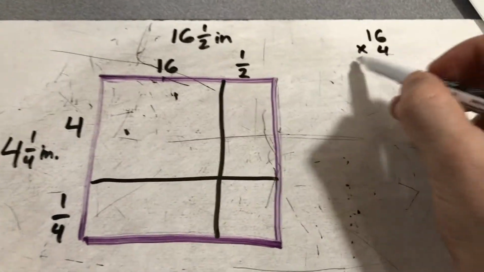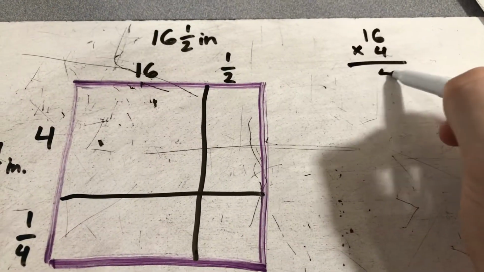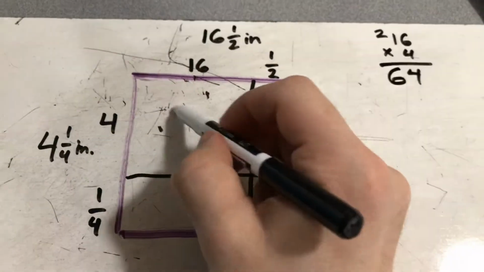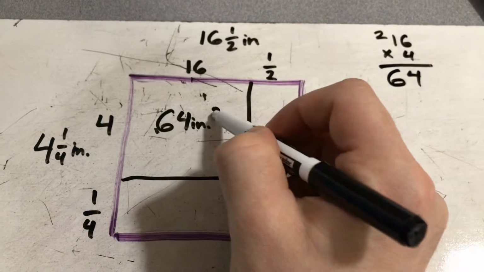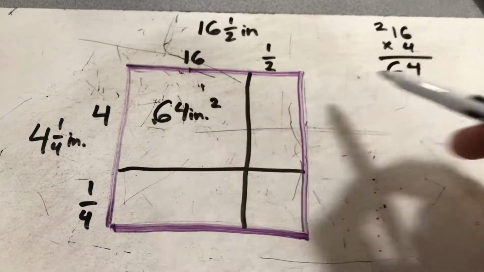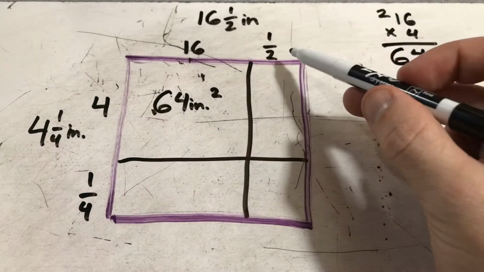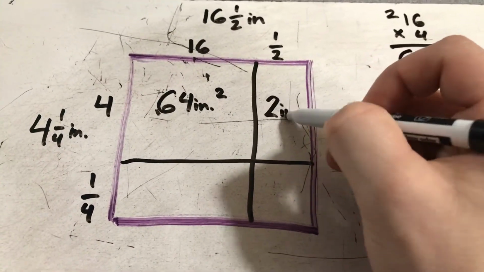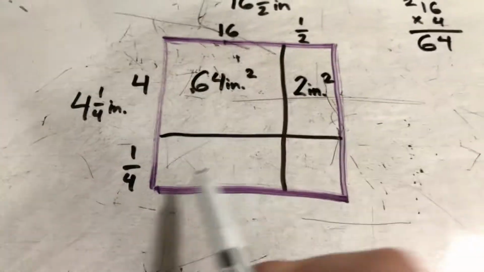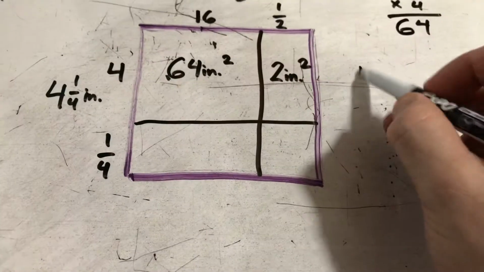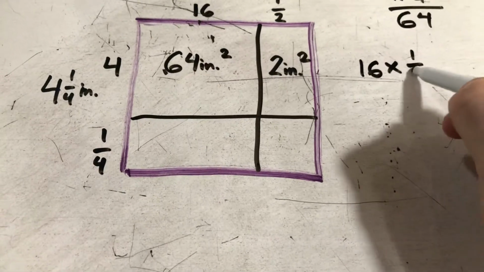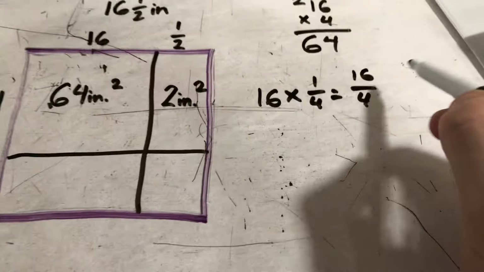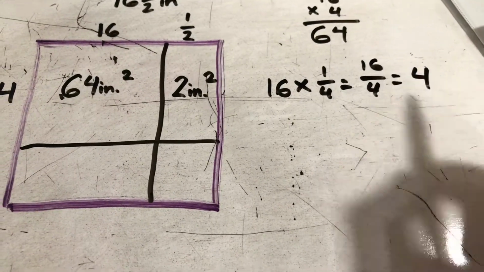So we got to go over there and solve the standard algorithm to get 64 inches squared for the area of this smaller rectangle. 4 times a half, or half of 4, that's a nice easy one with mental math, 2 inches squared. 16 times 1/4, you would end up getting 16/4. 4 goes into 16 4 times. 4 times 4 is 16.